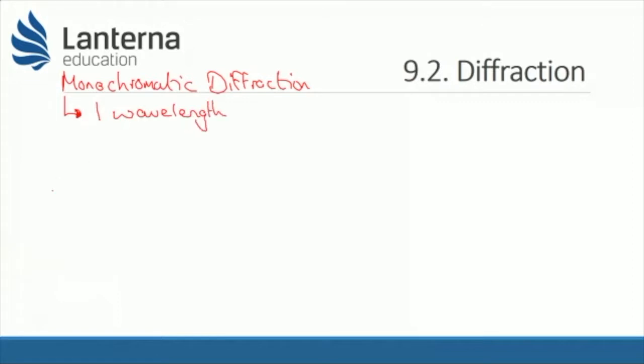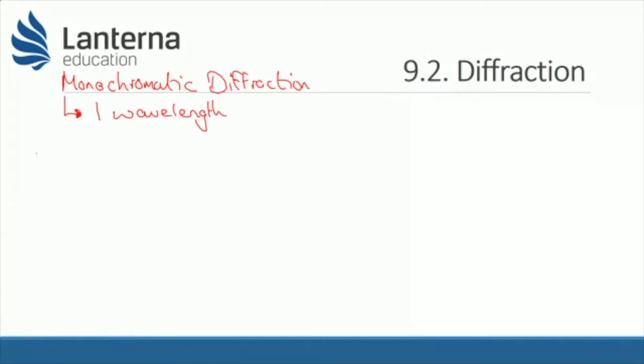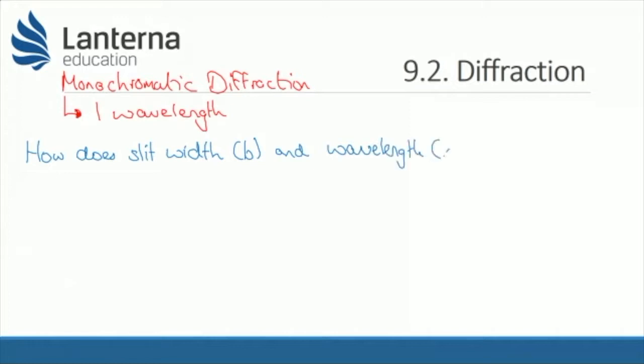So what we need to be able to say is how the slit width, remember that was b, and wavelength lambda affect the diffraction. Diffraction pattern width is normally what we're asked about.